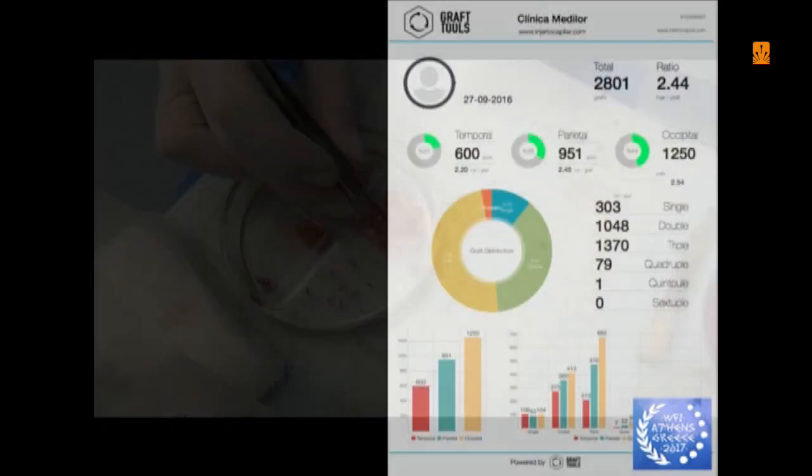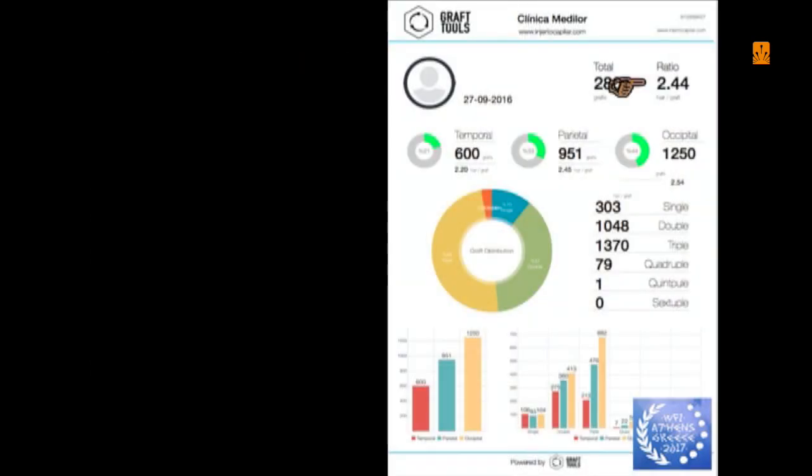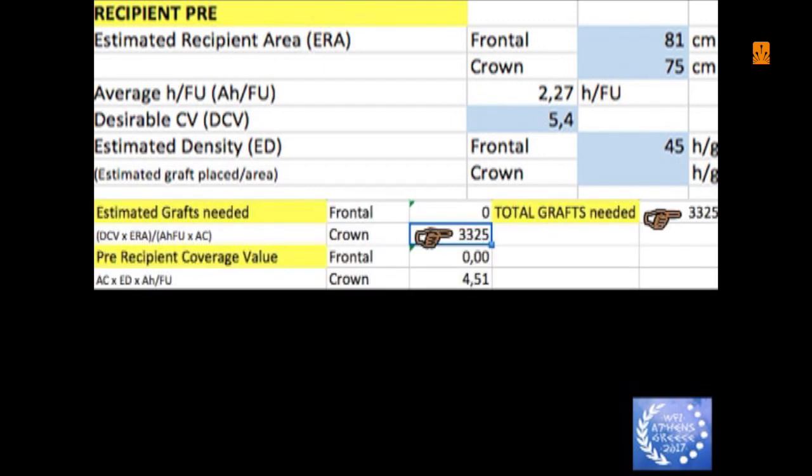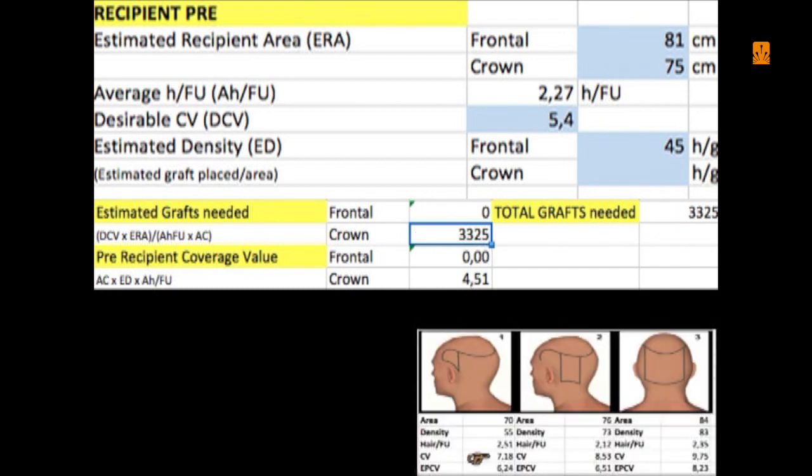The graft counter showed us 2.44 hairs per graft, with only 600 extracted in the temporal area due to its low coverage value. In the pre-recipient evaluation, the goal was to cover 75 square centimeters with a 2.27 hair per graft rate. With that rate, to achieve a 5.4 coverage value, 3,300 grafts were needed. We decreased the coverage value from 7 to 6 in the temporal area, from 8 to 6 in parietal, and from 9 to 8 in occipital, assuring a homogeneous extraction and good donor management.